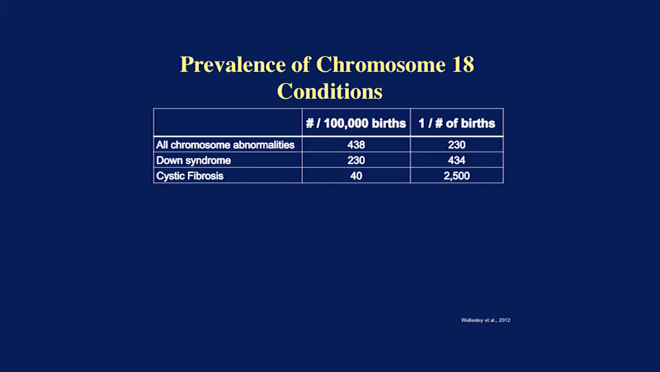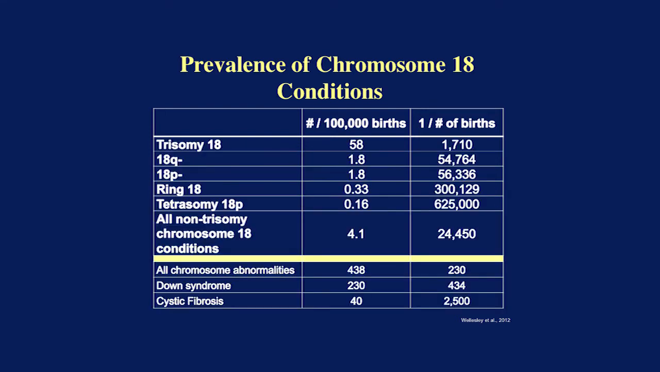Keeping these numbers in mind, now let's look at the individual chromosome 18 conditions. The numbers from the last slide are shown at the bottom. Trisomy 18 is the most common, with 58 babies out of 100,000 having trisomy 18. Or stated differently, 1 out of every 1,710 babies born has trisomy 18. You can see that it is far more common than the other chromosome 18 conditions.